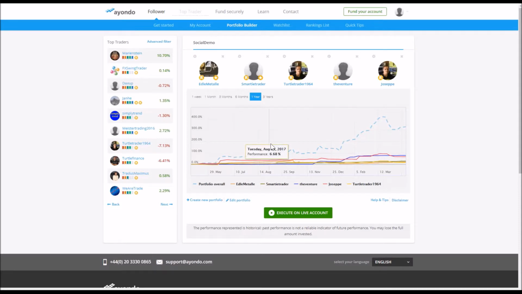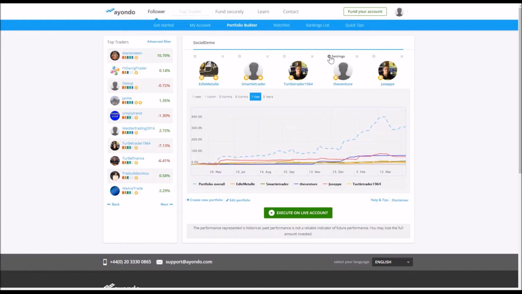So the dashed blue line is my idealized performance. If I could go back in time a year, I would have made, following these traders, 329% over the last year. Well, wouldn't that be wonderful? Unfortunately, of course, I can't go back in time and follow these traders from 12 months ago. And as usual, the disclaimer: the performance represented is historical past performance and is not a reliable indicator of future performance. Okay, so there's our warning in there. But we have our traders in there.